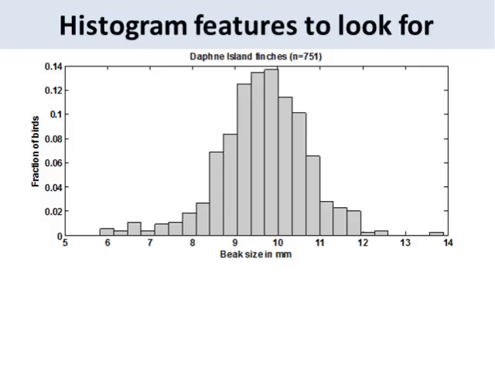Now we'll go over the features you should look for using the Daphne Island example. First, observe the general shape. This histogram is bell-shaped. It's also symmetric, meaning that you could flip the picture around a vertical line at the center and the histogram would look the same. Drawing a symmetry line sometimes helps in deciding how symmetric the data is.